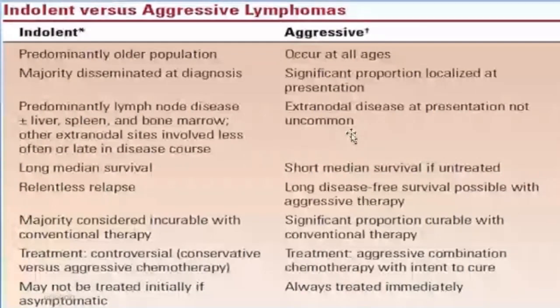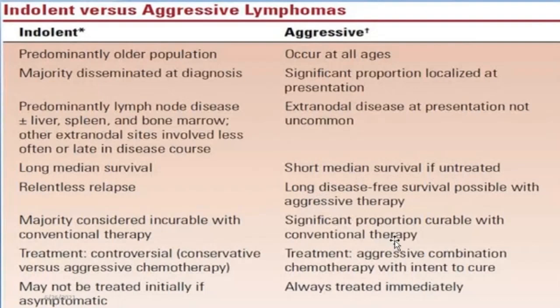It has short median survival. If left untreated, it is aggressive. Fatality عالي أقل من سنة. المريض يحتاج إلى intervention. Short median survival. لذلك there is no way to watch and wait in patient with aggressive lymphoma, with high chance of good proportion of curability with the conventional treatment.